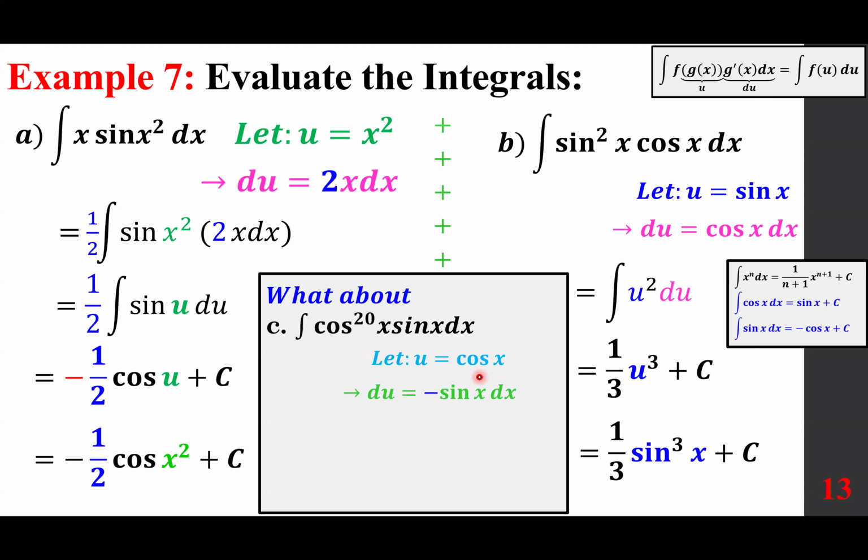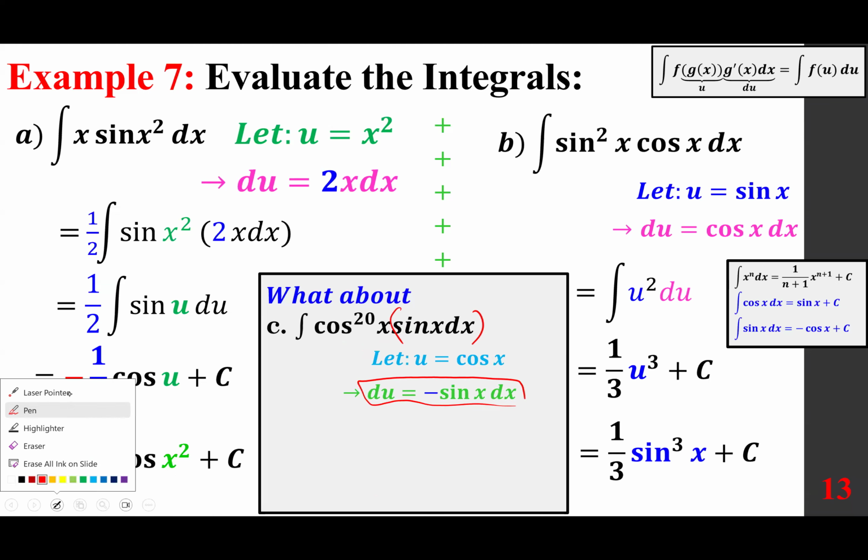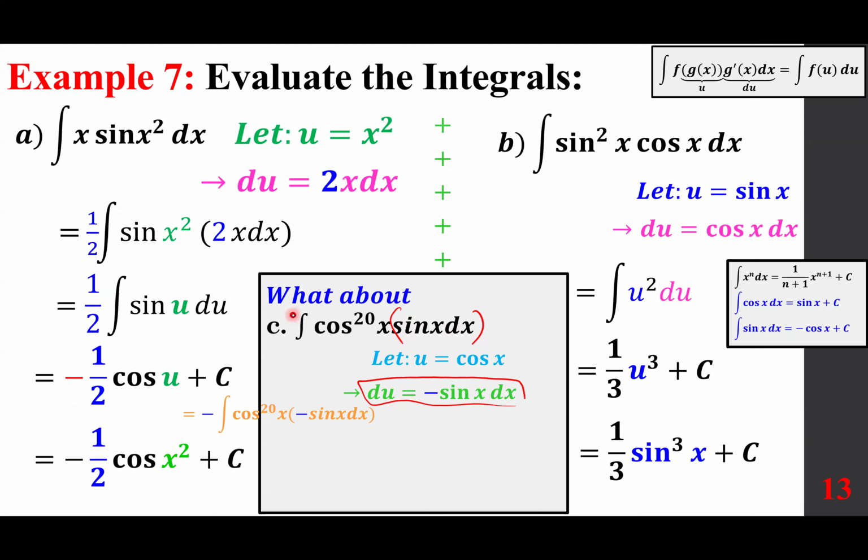So we notice we have everything except the negative sign. What's missing? The negative sign. So I can put a negative in and a negative out. The product of these two negative signs is positive 1, and we are fine. Now I have u to the power of 20 du. Of course, the negative remains outside or inside, it makes no difference at this point.